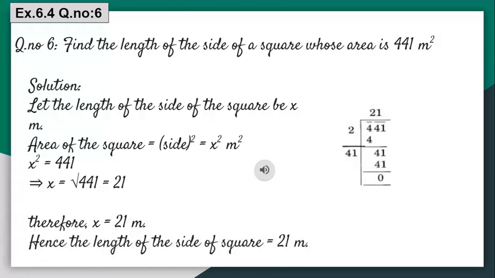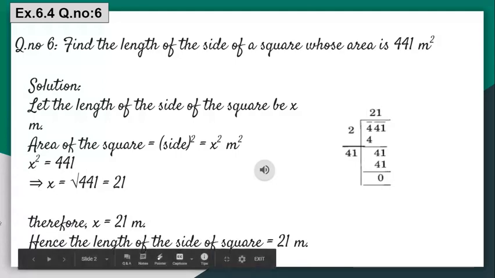Okay. So therefore, the value of x is equal to 21 meter. Hence, the length of the side of square is equal to 21 meter. Clear?